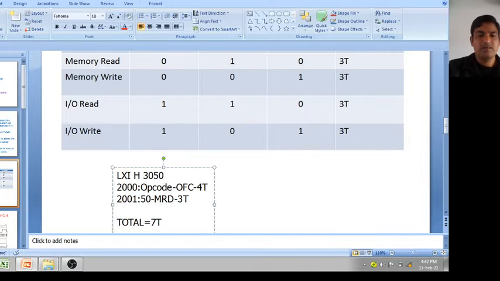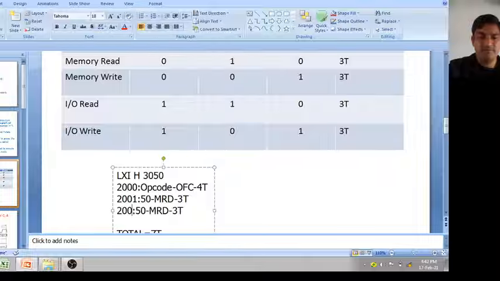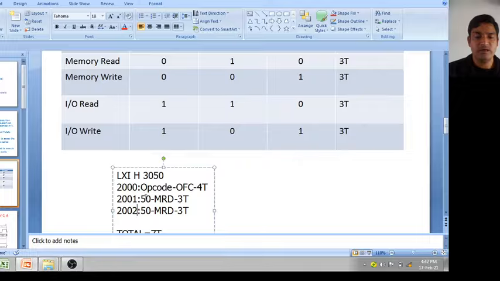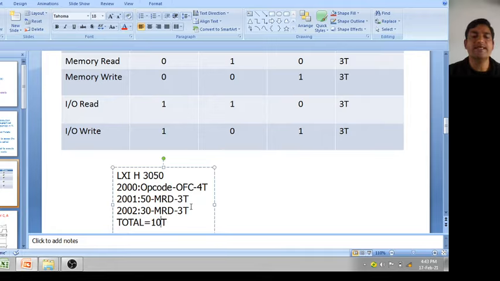Again, in 2002 what will come? You have already seen in the simulator. Now this 30 will come. Again, 4T, 3T, 3T: 4 plus 3 plus 3, so there will be 10T states. You have to remember, in case of all the instructions in which there is immediate addressing mode and 16-bit data, the total T states will be 10T.